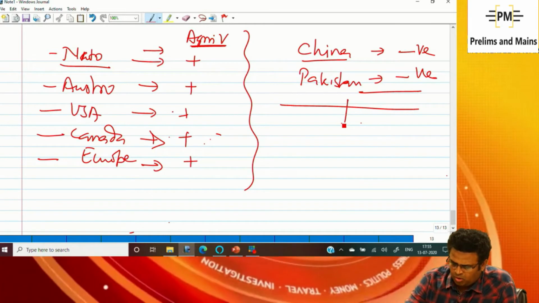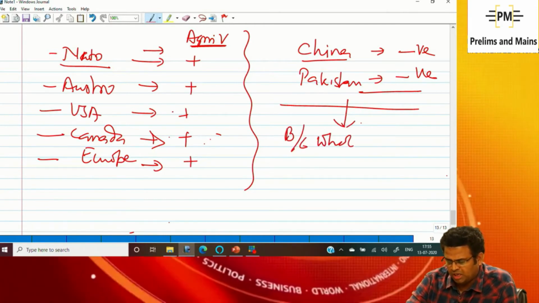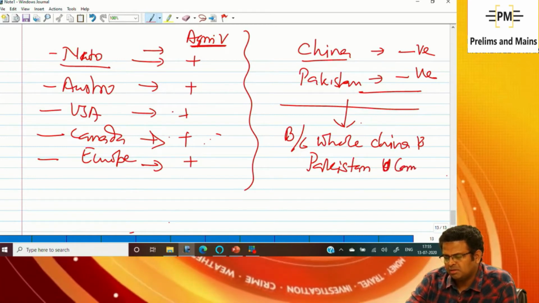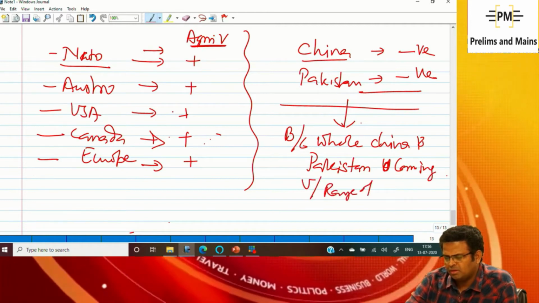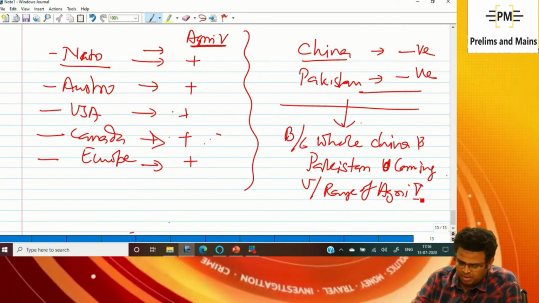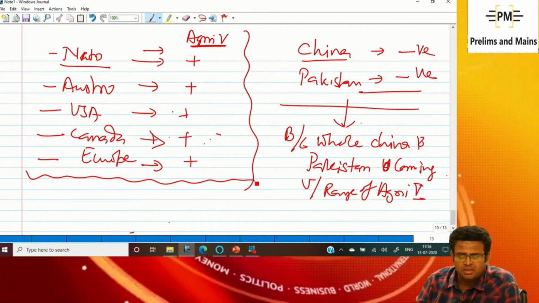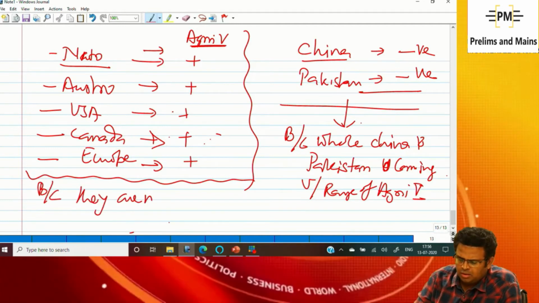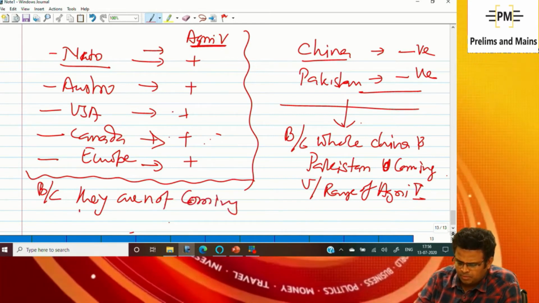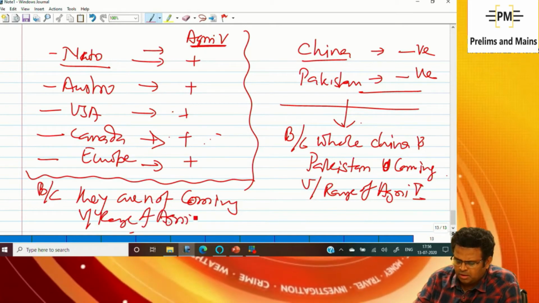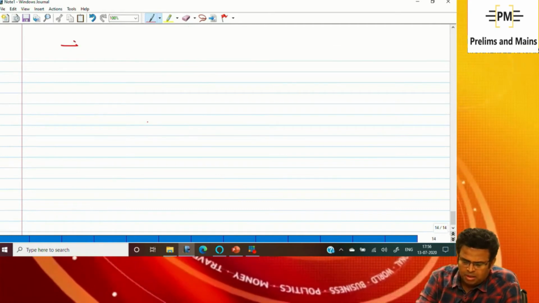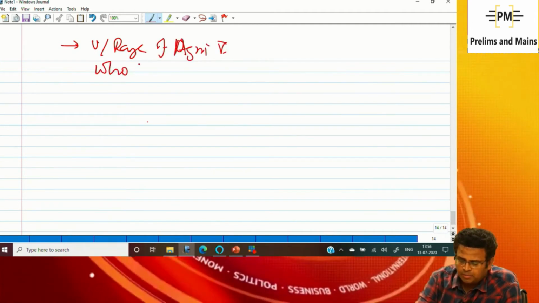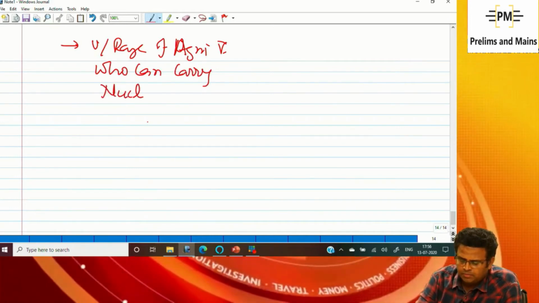Only one thing is there, that the whole of Pakistan and the whole of China are coming under the range of Agni 5. Clear? And these other countries are not giving negative words because they are not coming under the range of Agni 5, which can carry nuclear warheads.